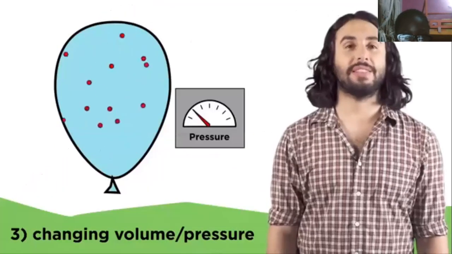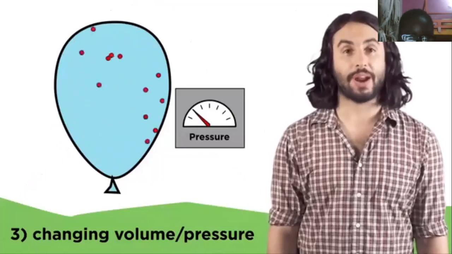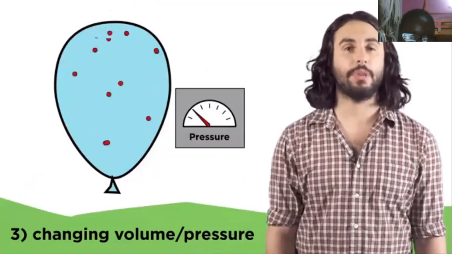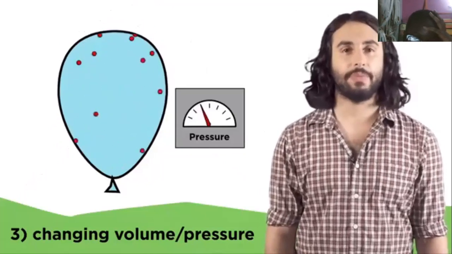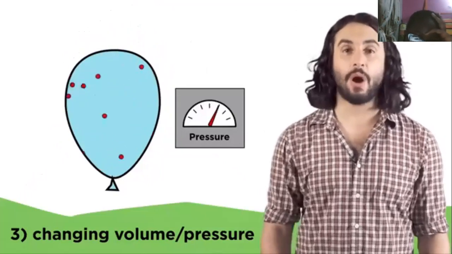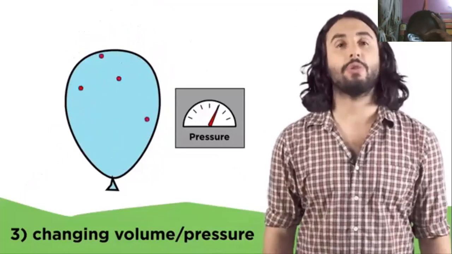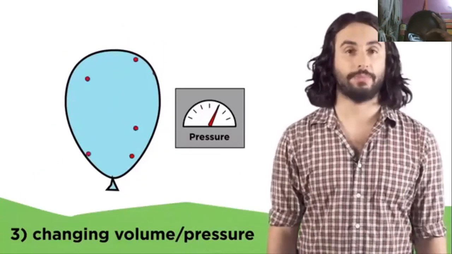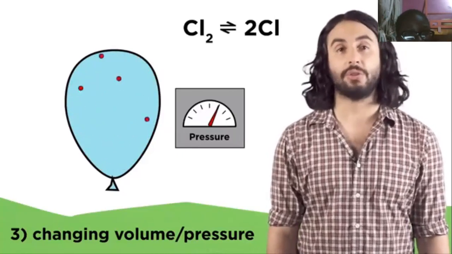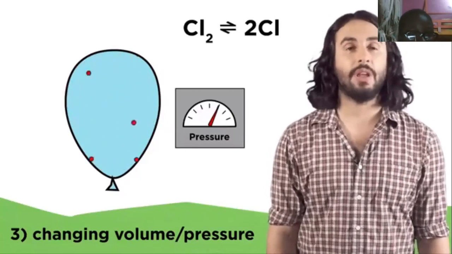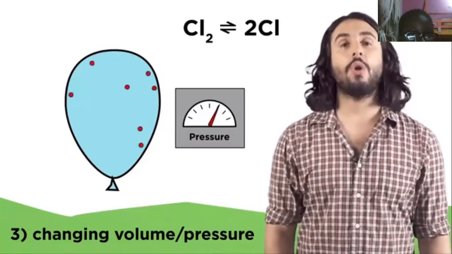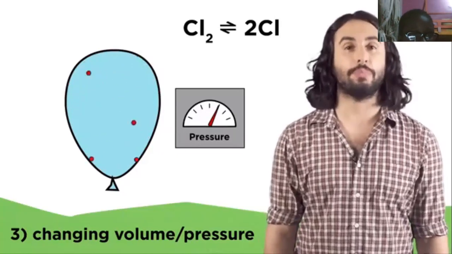The third stress we can examine is changing the volume or pressure. Let's say the equilibrium involves gases in a balloon. What if we decrease the volume? If we remember Boyle's law, we know that the pressure will go up, since the smaller the volume, the more the particles will hit the sides and exert pressure. If there is a discrepancy in the number of moles of particles on either side of the equilibrium, it will shift towards the side with fewer particles so as to alleviate some of the additional pressure.